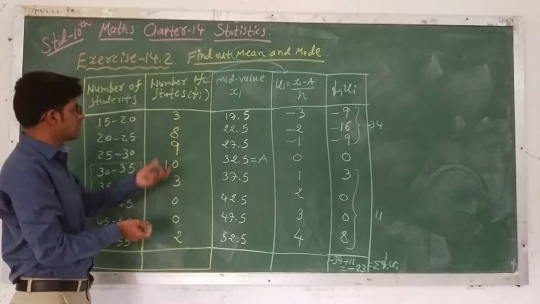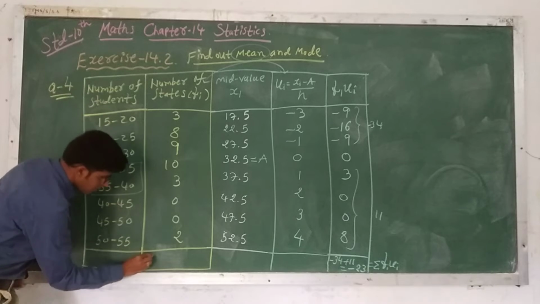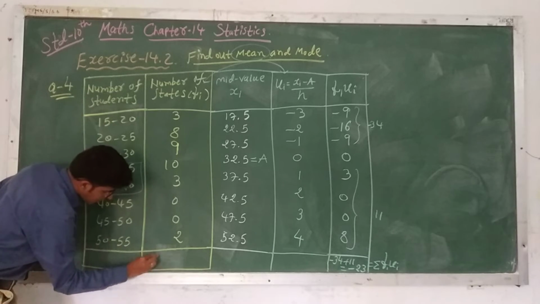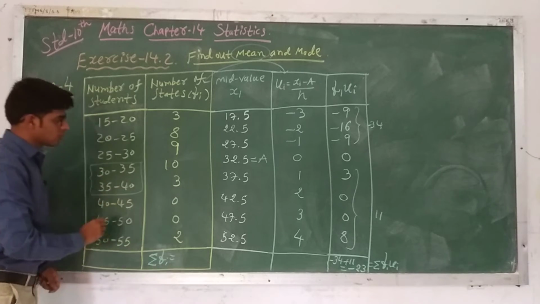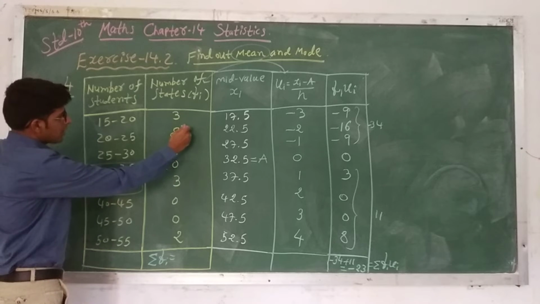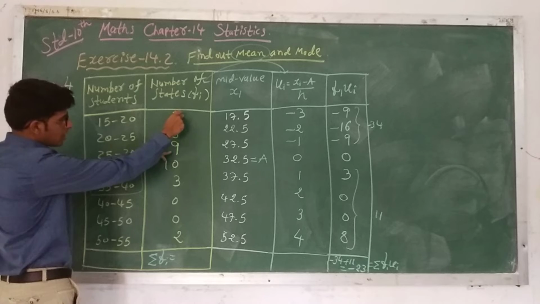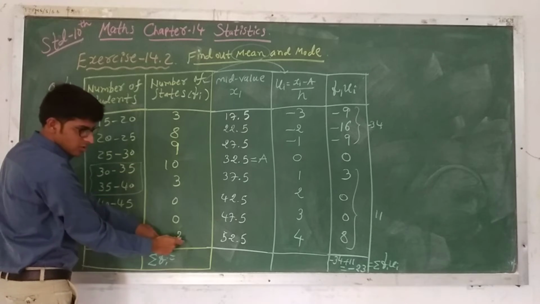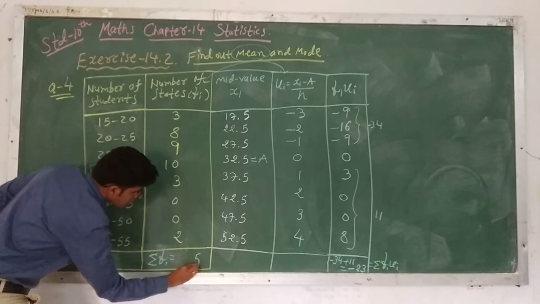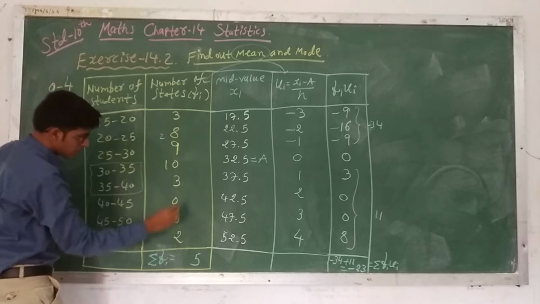Also we have to find sigma fi. So sigma fi is equal to 8 plus 9, 17, plus 3, 20, 20 plus 3, 23, 23 plus 2, 25. Then 5 carry 2, plus 1, 3. So 35.